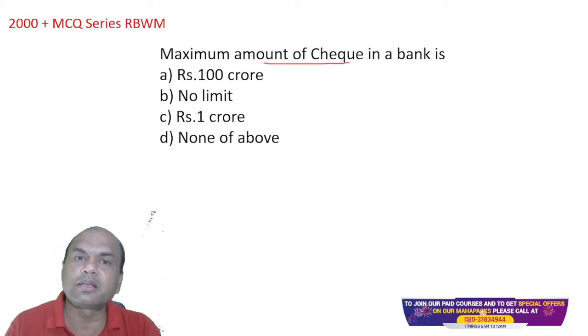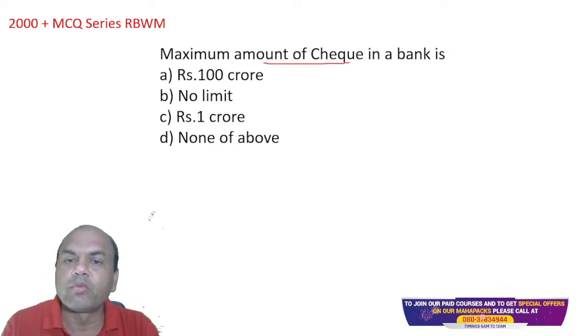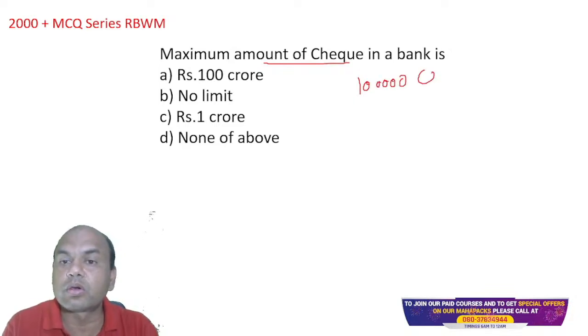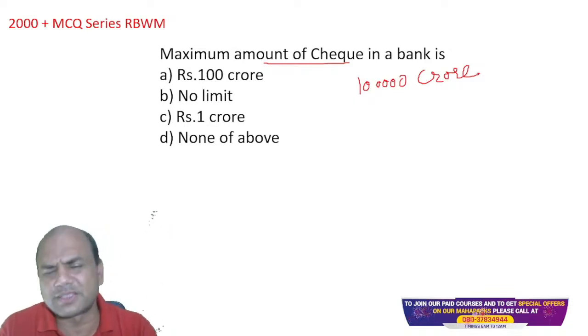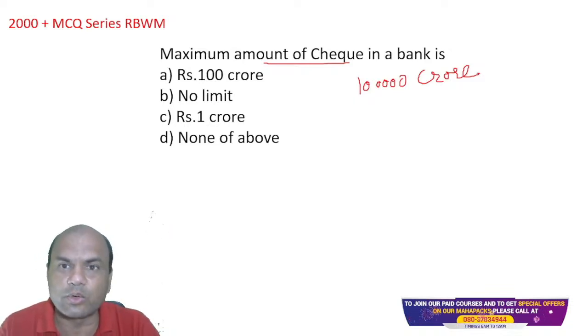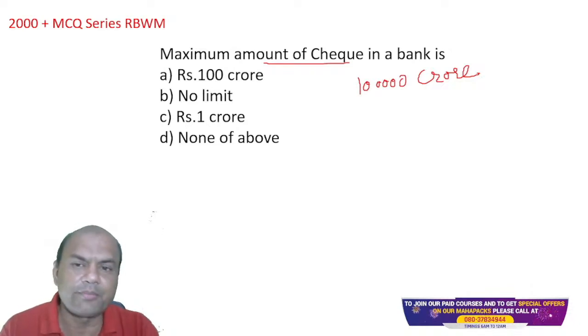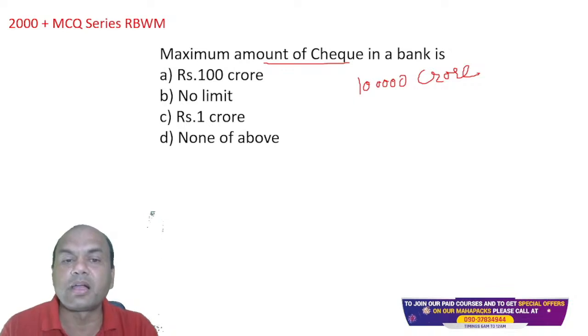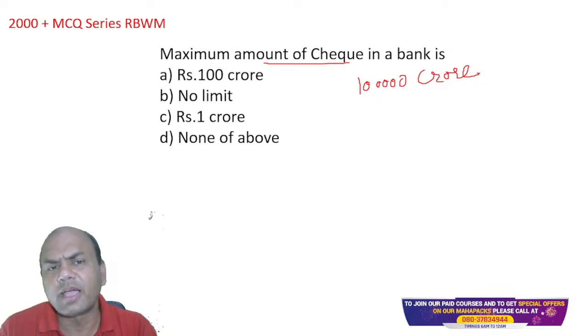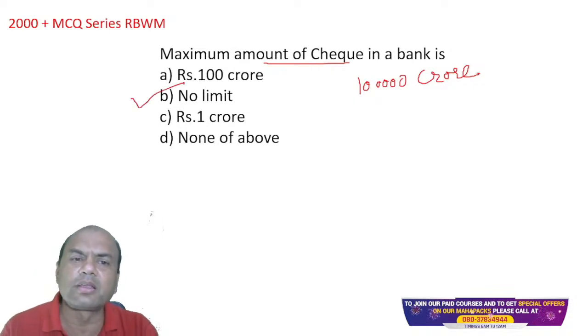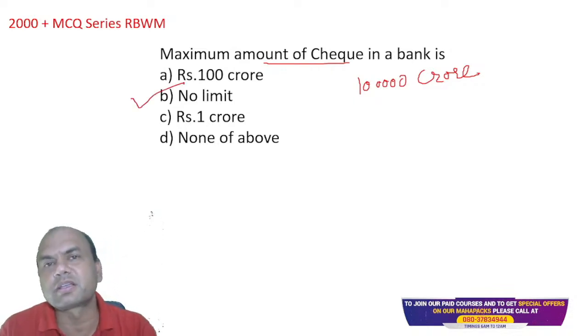Tomorrow if I write a check to you of, let's say, 1 lakh crore, obviously, if I have the balance, I don't have that much balance, neither do you, okay? But can I write a check of this amount? 100 crore, 1 crore, none of the above. I can write, isn't it? No limit. I can write any amount of check.